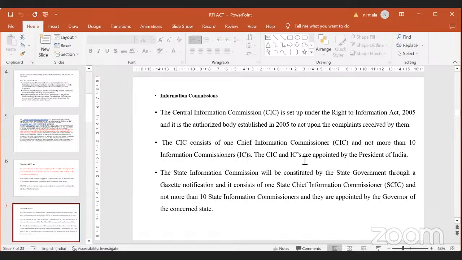And when it comes to your State Information Commission, it is constituted by the state government by issuing a gazette notification, and it consists of one state chief information commissioner and not more than 10 state information commissioners, and they are to be appointed by the governor of the concerned state.